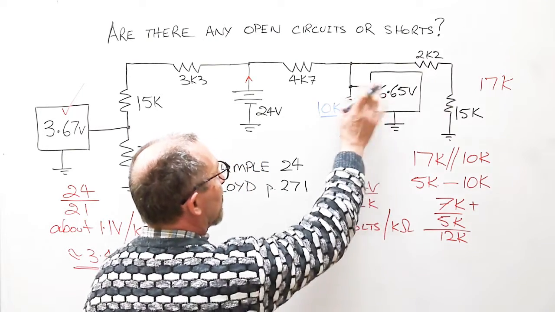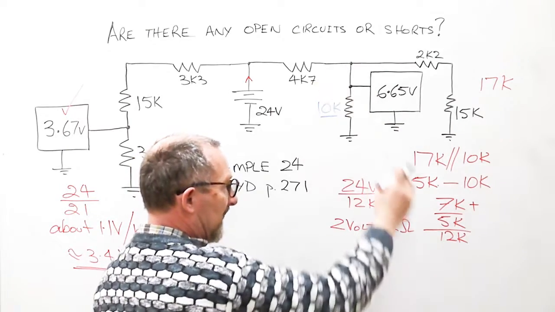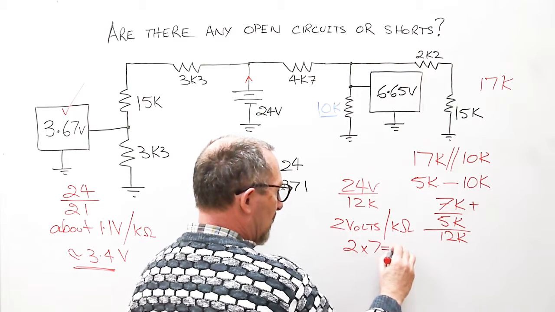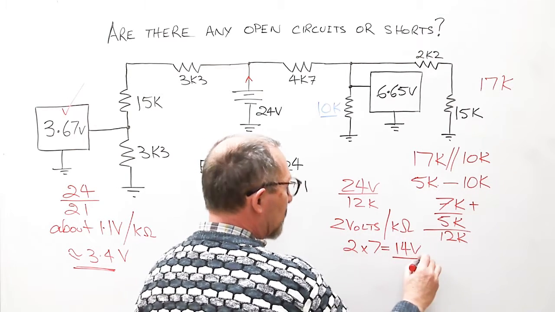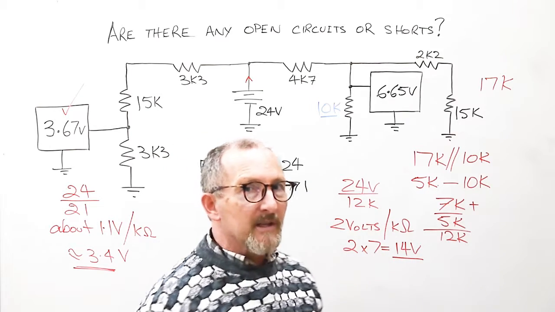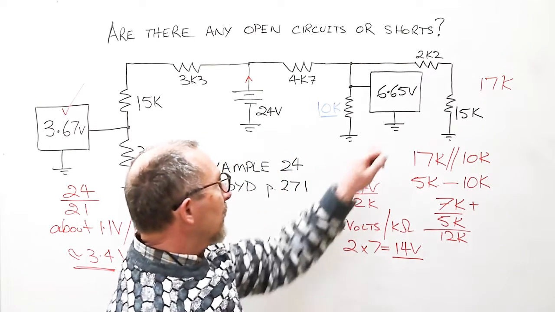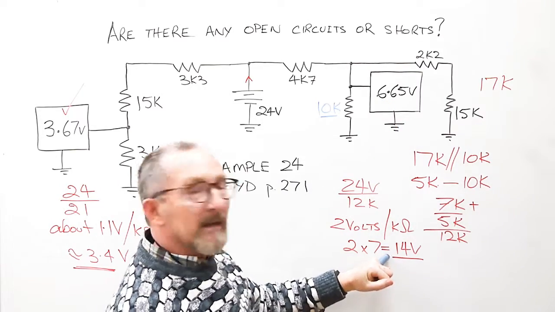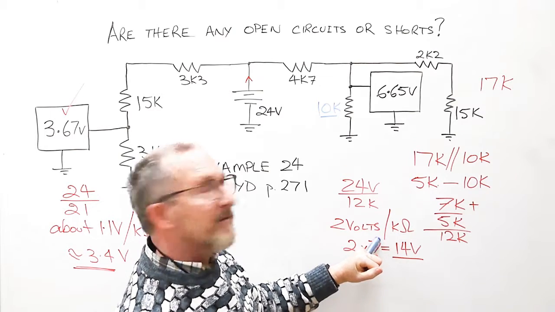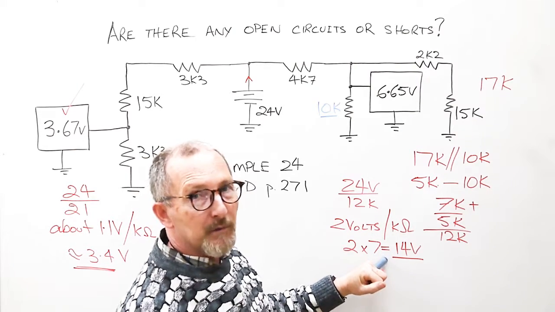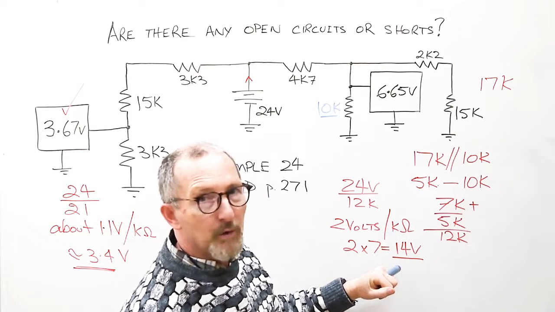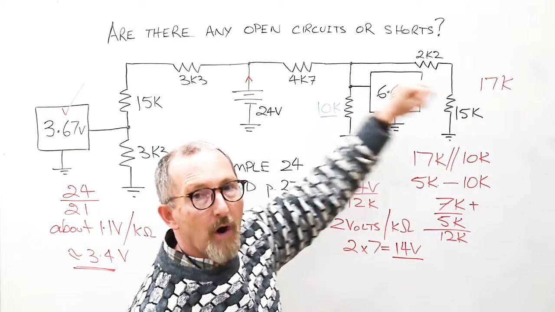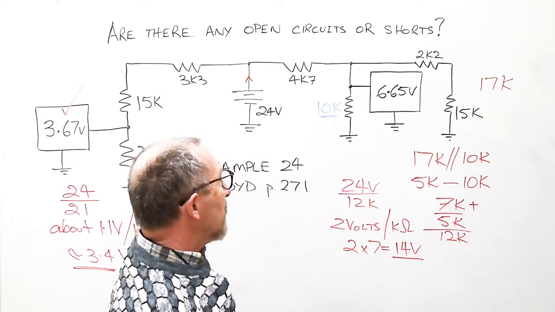I know that downstream of that 4K7, I had 7K. 2 times 7 equals 14 volts. This is where things go a little bit astray. We've only got 6.65 volts shown here. Circuit analysis says that we should have 14 volts, even with approximation, and the approximation wouldn't be out by that much. So therefore, there's certainly something wrong with the circuit on this side.